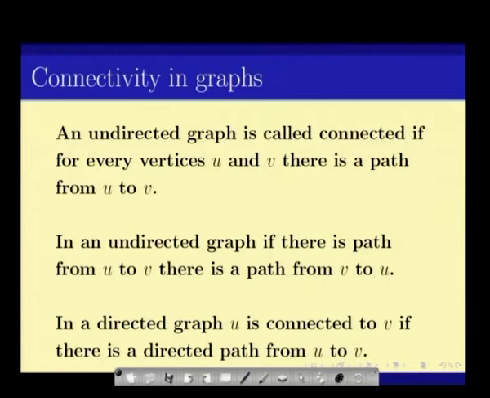So, in an undirected graph we say that u is connected to v if there exists a path from u to v, and in an undirected graph if there is a path from u to v, there is a path from v to u. In the case of a directed graph we say u is connected to v if there exists a directed path from u to v.